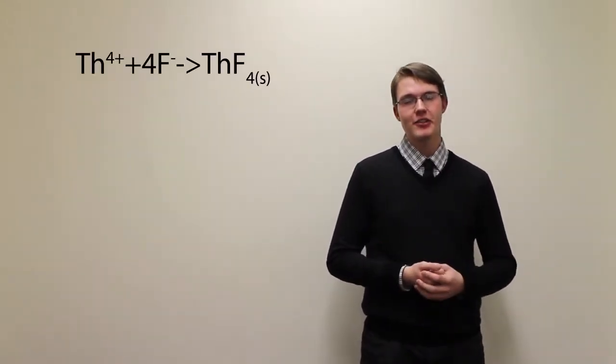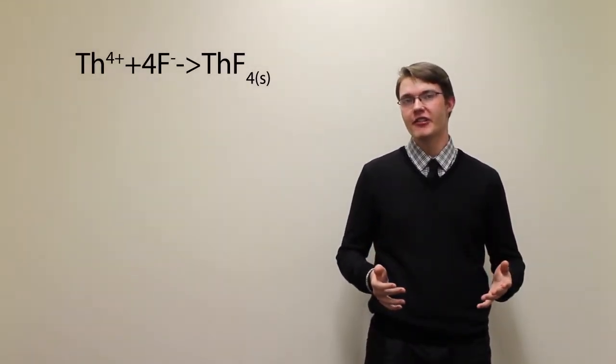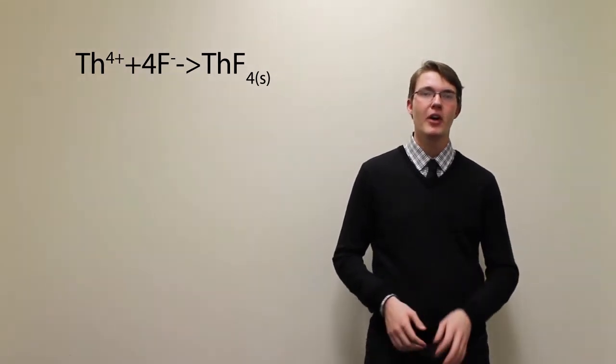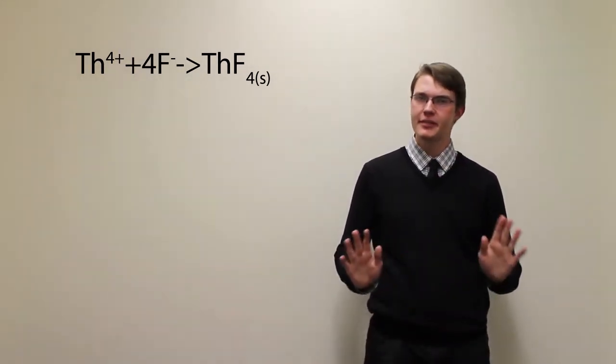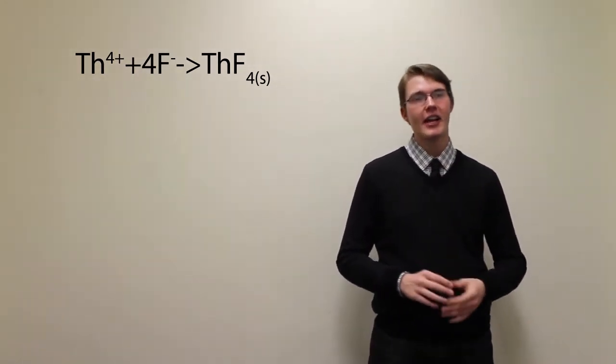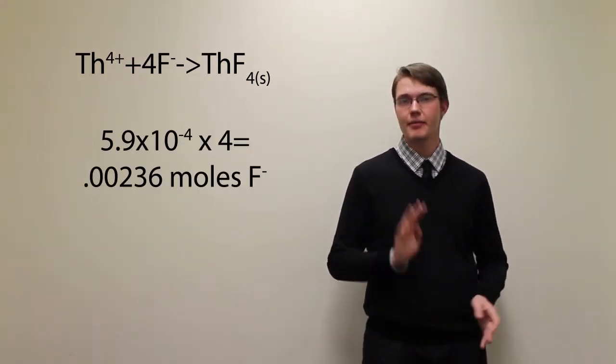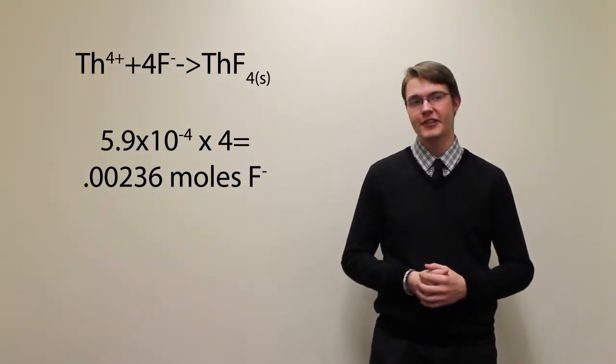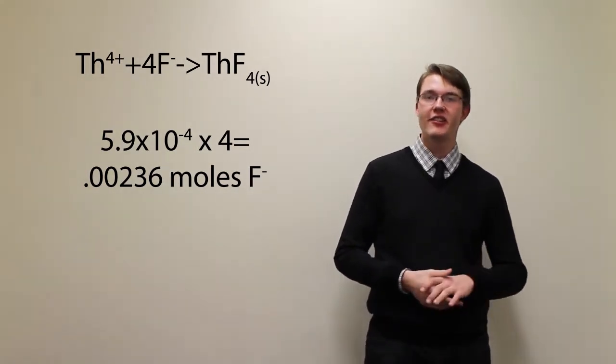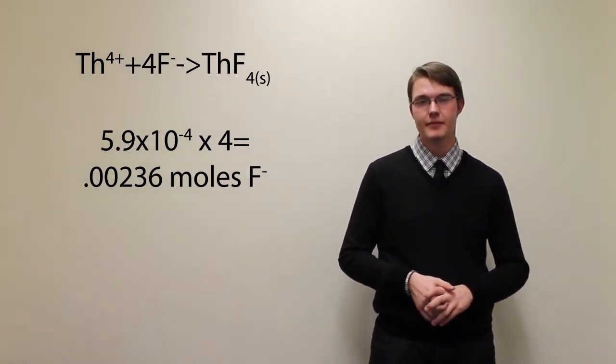The second step is to figure out how much fluoride we need to react with this. Now, as you can see from the equation, the stoichiometry shows that it is not a 1-to-1 ratio, but rather a 4-to-1 ratio, which is a bit trickier. So, in order to find the total moles we need, we have to multiply the thorium ion amount by 4. Once you do this, you'll find that we need exactly 0.00236 moles of fluoride.